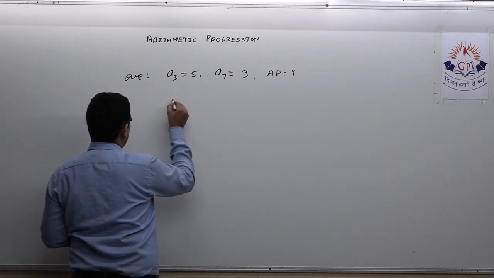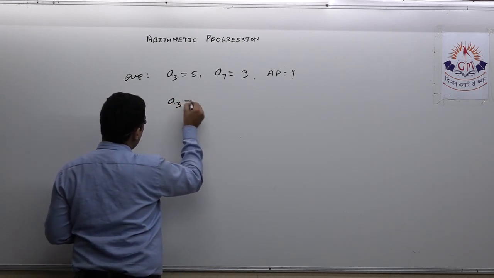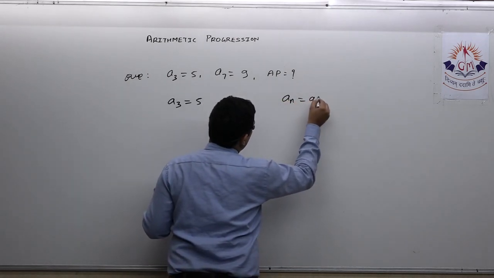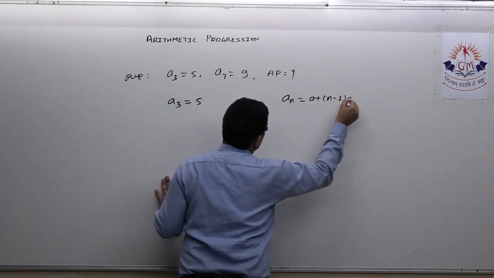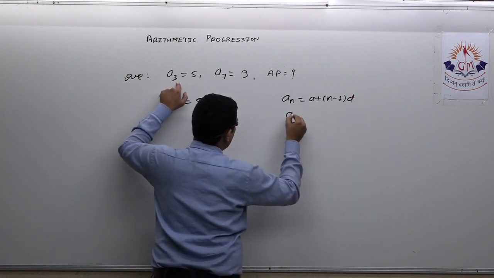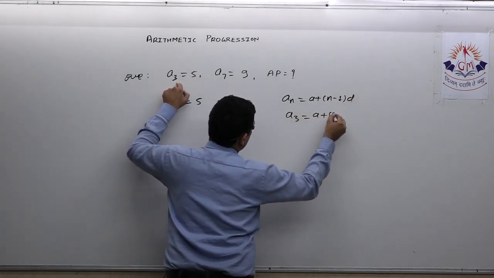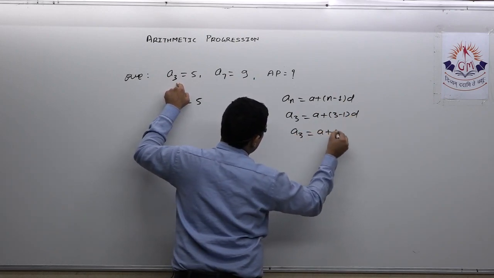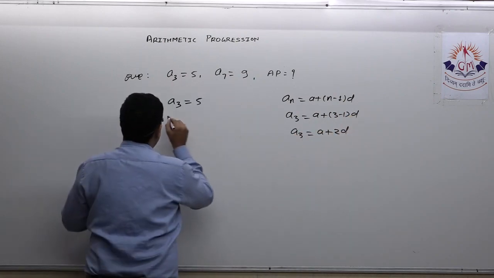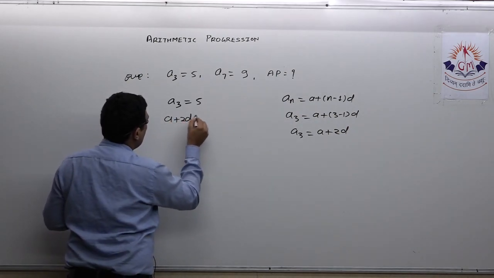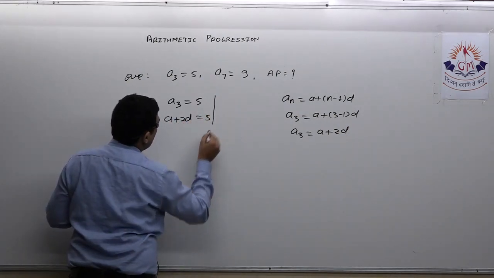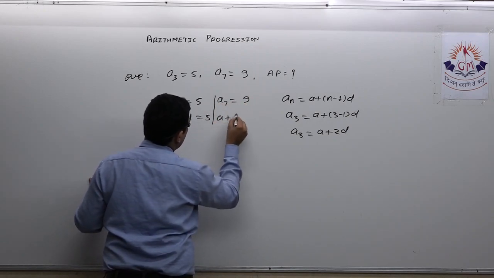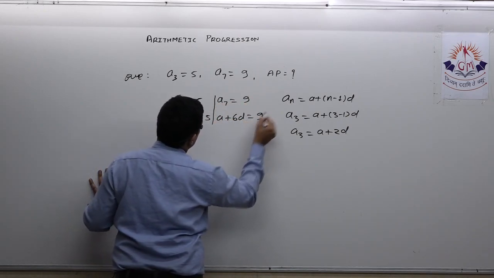Okay, so here see A3 equal to 5. If I apply the formula An equal to a plus n minus 1 into d, then A3 will be a plus 3 minus 1 into d. That is, A3 will be a plus 2d. So simply I can write a plus 2d is equal to 5. Similarly, if I have A7 equal to 9, that means I have a plus 6d is equal to 9.